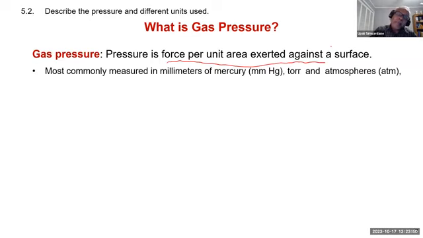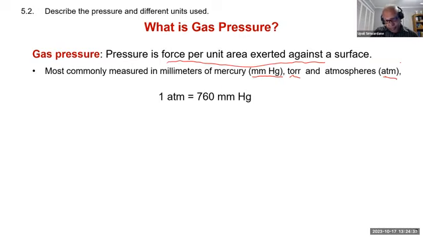Most commonly used pressure units are millimeter mercury, and also torr, and ATM. ATM is called atmospheric pressure. There are three common units used for measuring pressure: millimeter mercury, torr, and ATM. You have to know conversion factors for these three units.